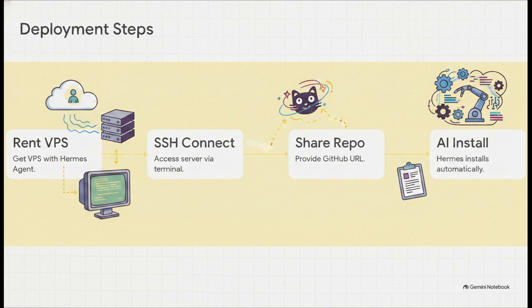Normally, deploying a GitHub project with all its Python dependencies and FFmpeg requirements, well, it's a huge headache. But instead of manually configuring all that, our source creator showed this brilliant method. You utilize a virtual private server, or VPS, that comes with an AI agent called Hermes pre-installed. You just rent the server, open your computer's terminal, connect via SSH, and paste the GitHub URL. From there, the Hermes AI agent literally takes over and installs and configures the whole repository for you.